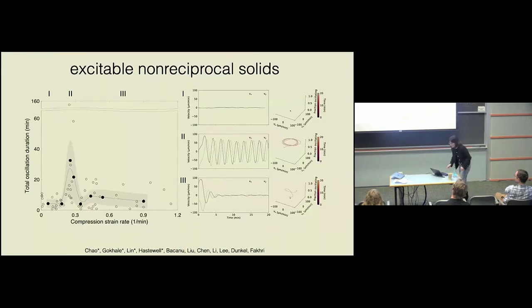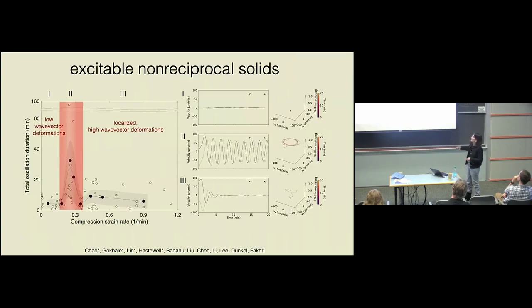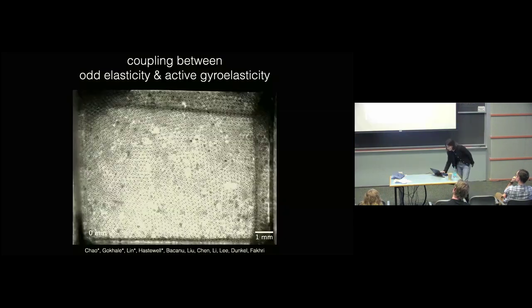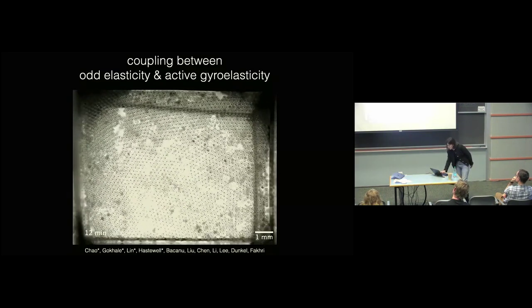And it turns out that not all compression strain rates are equal. This is a Goldilocks situation, which means that if you are too slow, you're only exciting low wave vector deformations. Too fast, you are generating plastic deformation within the system. And it is in this narrow band that you get this type of oscillation that can persist. Okay, you can do this multiple times.